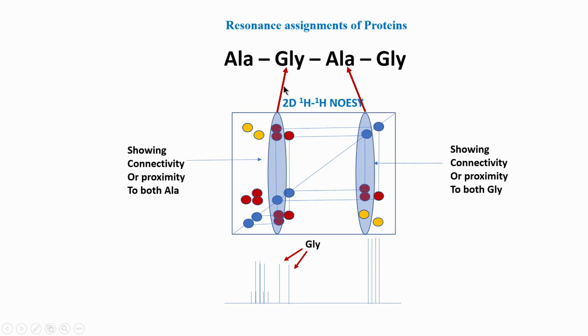So, this is a simple example to tell you that once we have neighboring connectivity information, we should be able to connect two amino acids with each other, and with the help of that we should be able to find out which glycine is which or which alanine is which in this case, or which amino acid is which chemical shift from a spectrum. So, in a 3D let us see how we do that.